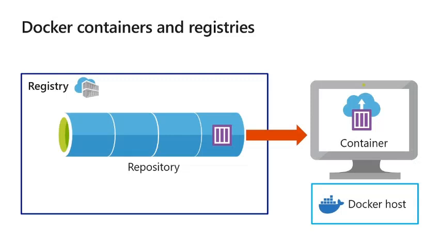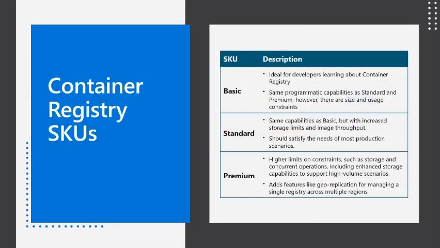So simply, a registry contains multiple repositories, a repository contains multiple versioned containers, and now I hope it's more clear. So, container registry SKUs. A container registry is available in different SKUs that provide predictable pricing and options for aligning to capacity and usage patterns of a private Docker registry in Azure. You have basic, standard, and premium.